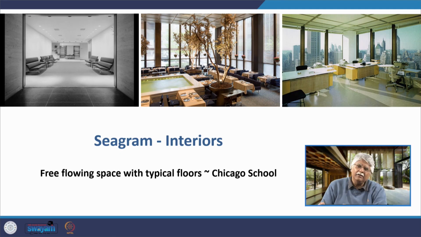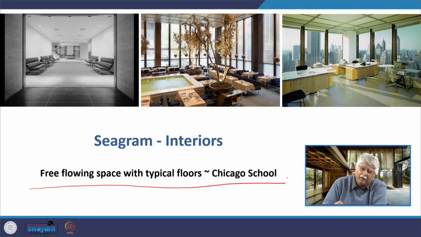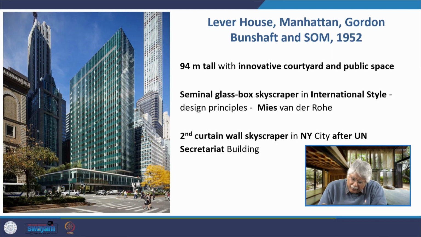In the Seagram interiors, we find free flowing space on a typical floor plan, which is coming straight from the earlier development of skyscrapers in the Chicago school. Now, when we look at the Lever House just across the street, done by Skidmore, Owings and Merrill, and Gordon Bunshaft was their architect, it is 94 meters tall.